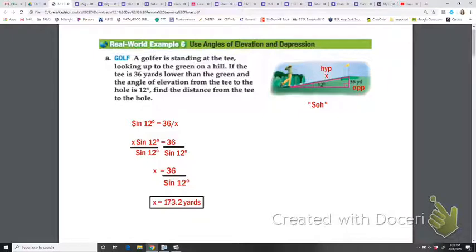We talked about solving these yesterday. You can multiply by the x and then divide by sine of 12 degrees. So in your calculator, again, make sure it's in degree mode and type in alpha y equals 36 over sine of 12 degrees, and press enter. You should get around 173.2 yards. So it's important on these word problems to also include your unit.